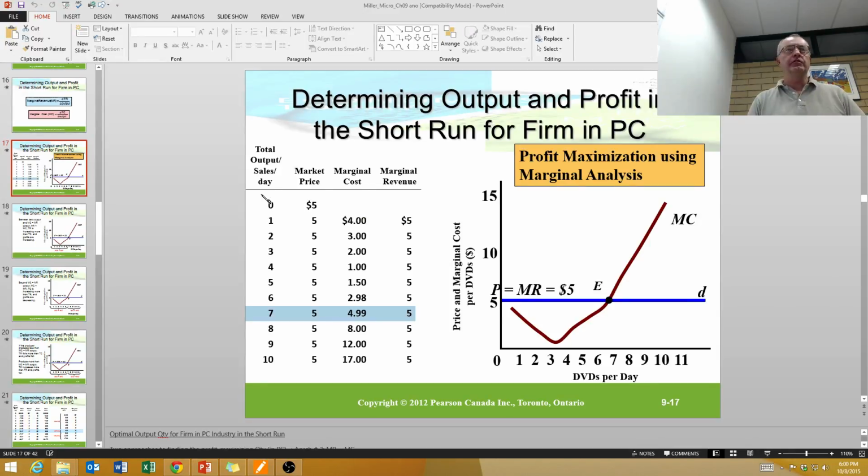Here's our data table again. So here's our quantity of output on the left-hand column. So that corresponds to the x-axis. Here's our marginal revenue. So here's our marginal revenue curve, which equals the demand curve, which equals $5 in this example. And then we plot our marginal cost. That's our red curve here. And we see that marginal revenue equals marginal cost at 7 units. Same 7 units that we saw in the other approach. Okay, so let's just move on.